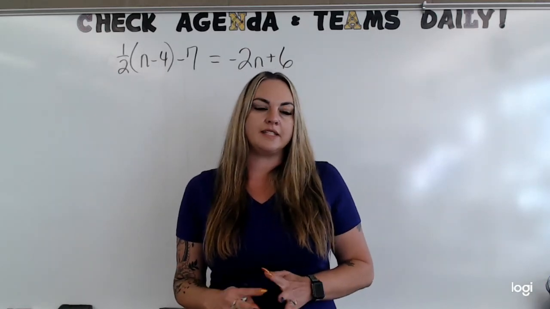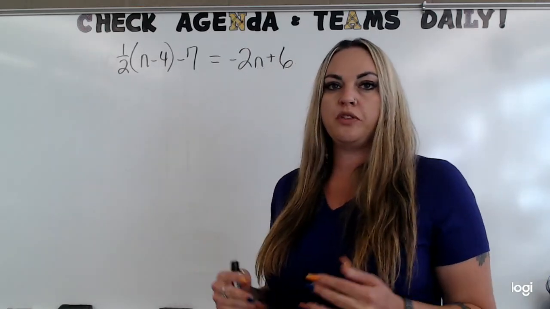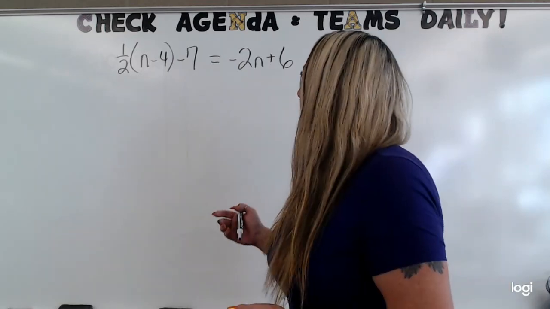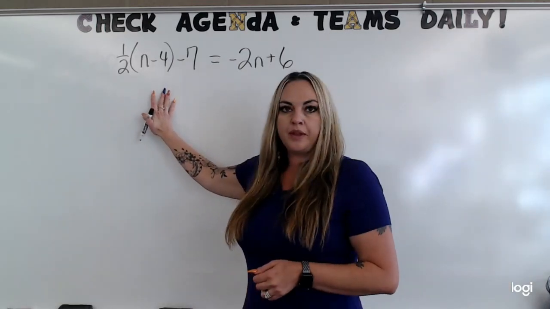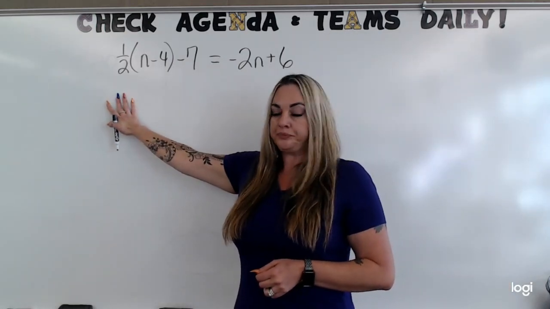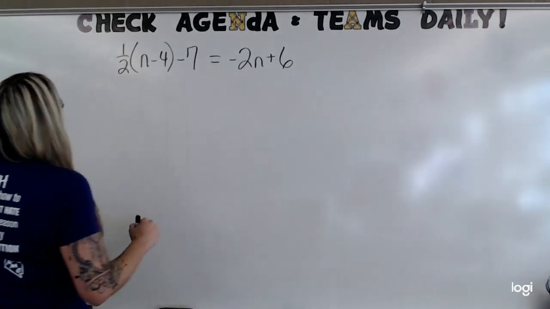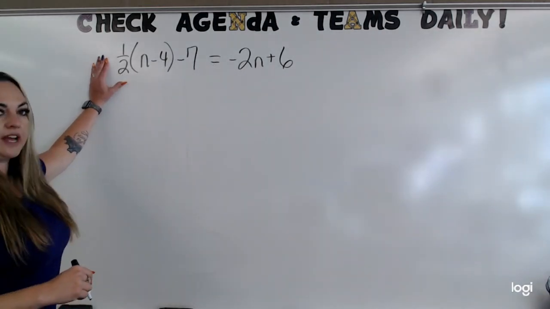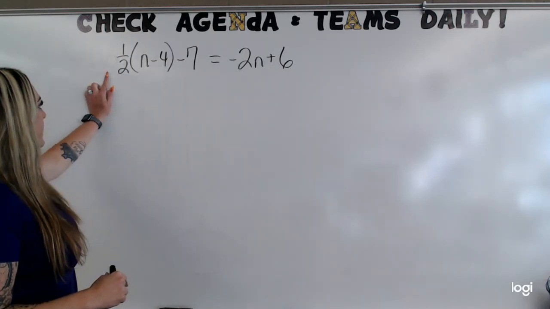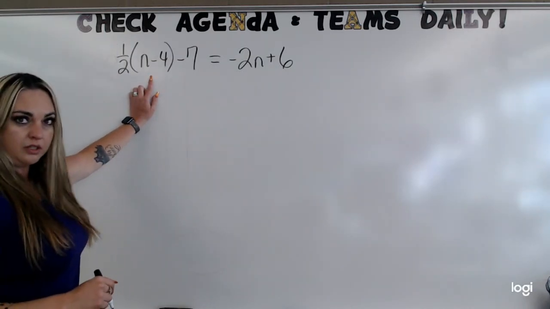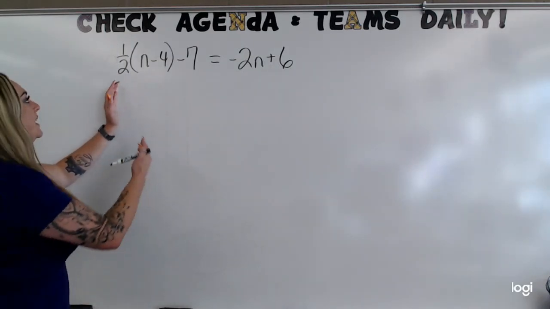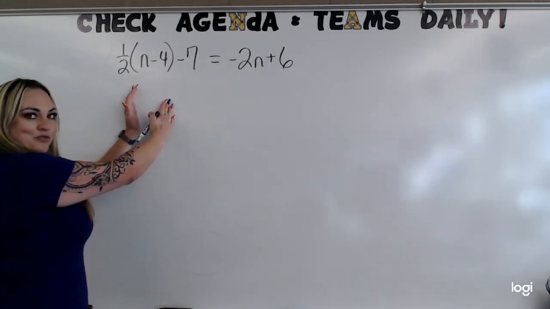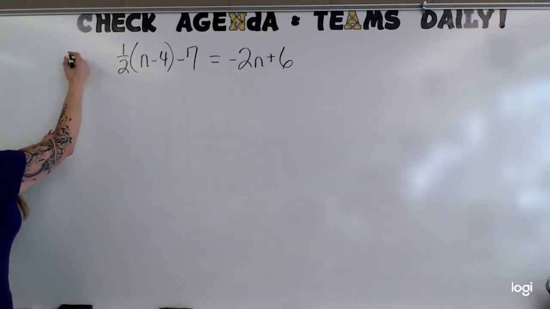Let's look at another example for solving equations with the variables on both sides. This time we're going to solve for n, and we have a fraction involved. So first thing I want you to understand is that when you have half times the quantity n minus 4, that's the same as taking half of n minus 4, which can also look like this.